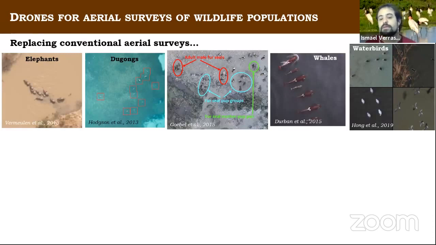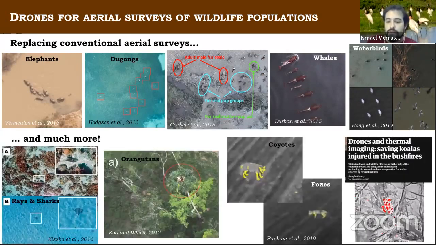So drones are becoming an accessible tool for ecologists, and we have seen a recent rapid increase in their use for ecological research and monitoring of wildlife populations. And they are replacing conventional aircraft to survey large terrestrial mammals like elephants, marine mammals like dugongs, seals, whales, also water birds, and so on.